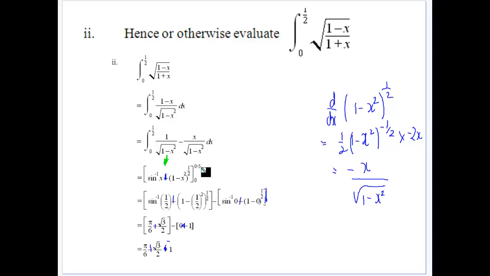We've got between 0 and a half here, so we put the 0 to 0.5 in our values. Make sure that's a plus there, because it went from a minus, but the integral is actually a positive. Sub in a half, sub in 0. So the inverse sine of 0, we get a 0. We get a plus 1 there. Pi on 6 plus root 3 on 2, and then it becomes a minus 1.